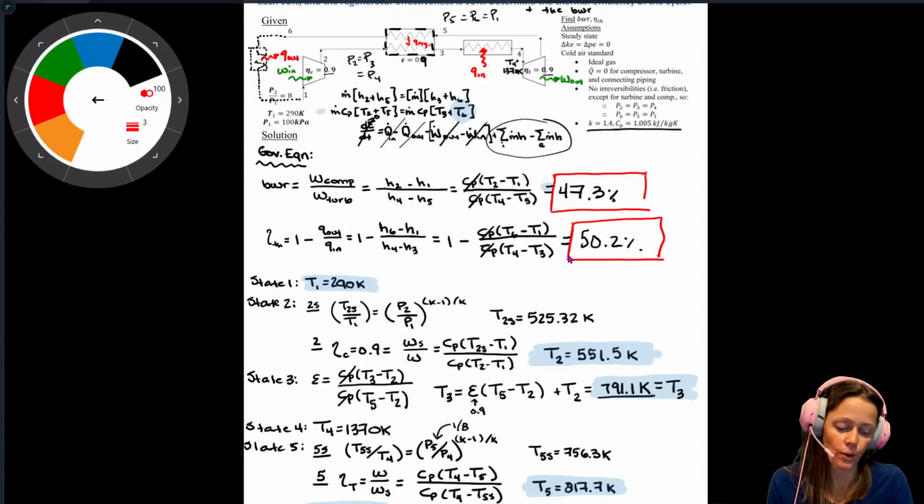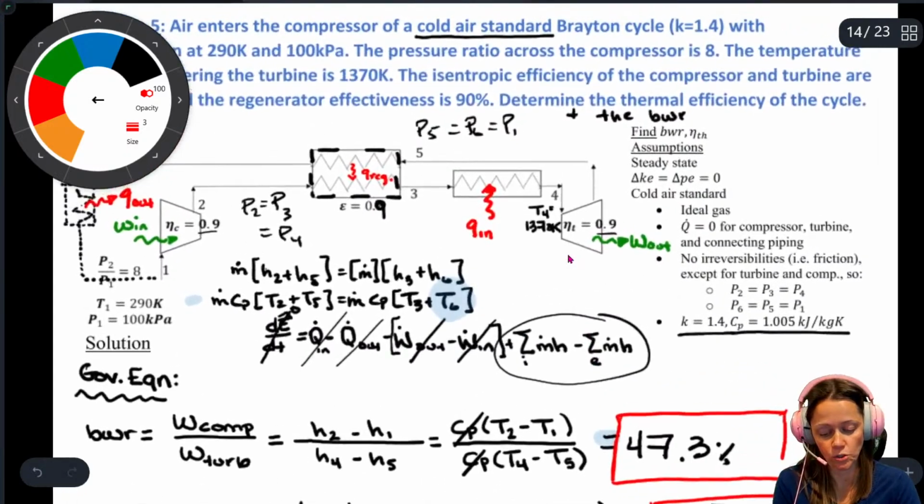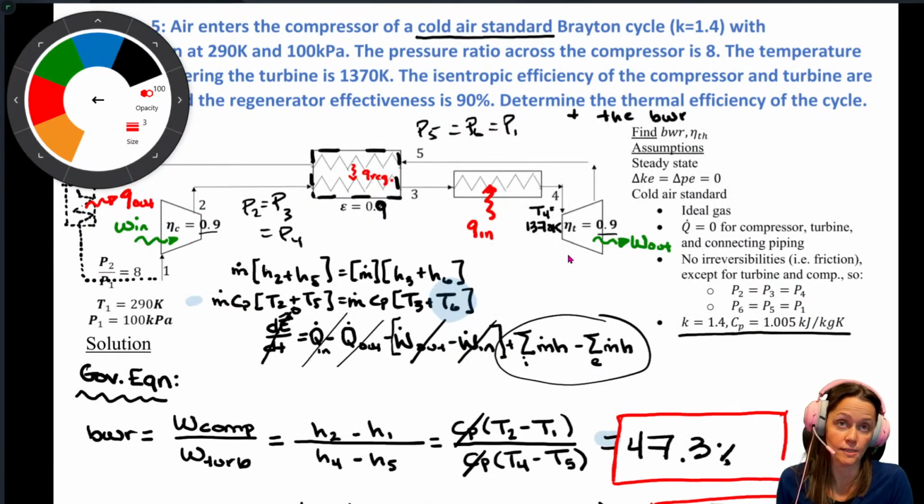So I guess the takeaway message here is to make sure that you're applying isentropic relationships when you're talking about an isentropic process, and not where you're not. So you couldn't apply an isentropic relationship between states 2 and 3, right? Because that's not an isentropic process.